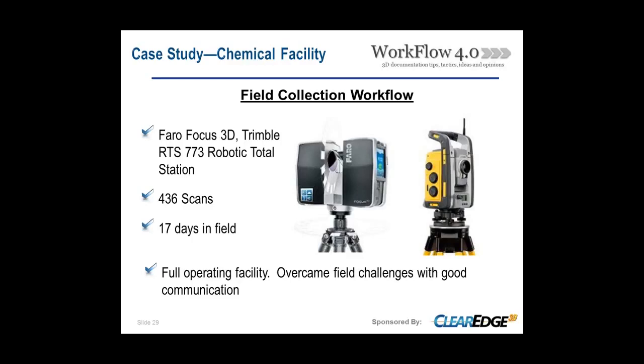We used a Faro Focus 3D laser scanner and a Trimble RTS 773 robotic total station. The project consisted of 436 scans, and we did that in 17 days in an existing operating facility. One of the challenges, as Brian mentioned on some of his projects, is we had no survey control out there. The only thing we were given was some existing drawings, so we had to establish survey control before we were able to start the project, which slowed us down a few days with the total station side of it.